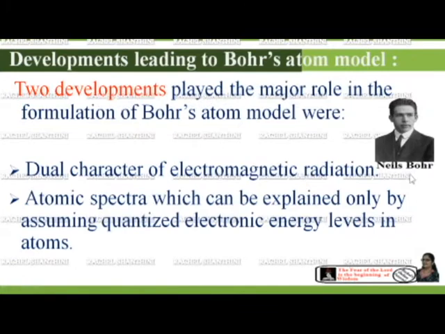The study of interaction of radiation with matter provides immense information regarding the structure of atoms and molecules. Niels Bohr utilized these results to improve the model proposed by Rutherford. Two important developments played the major role in the formulation of Bohr's atom model: the dual character of electromagnetic radiation, and atomic spectra, which can be explained only by assuming quantized electronic energy levels in atoms.